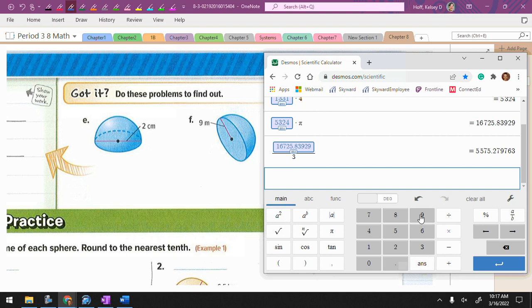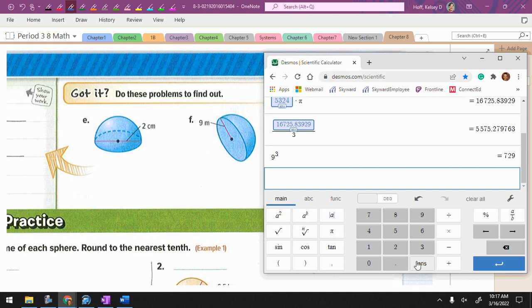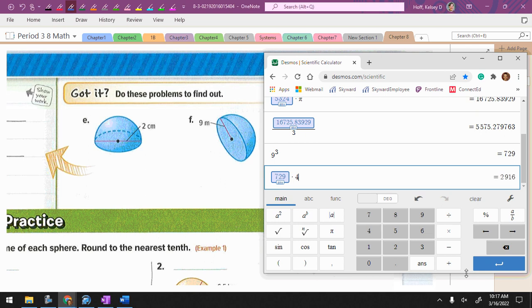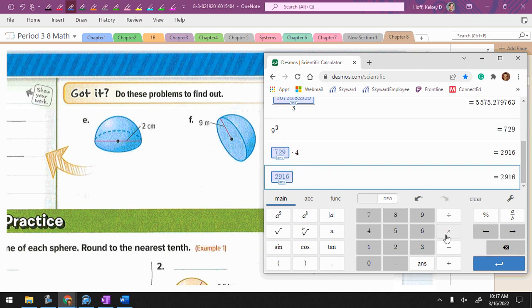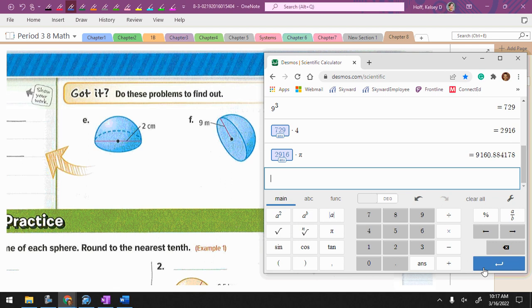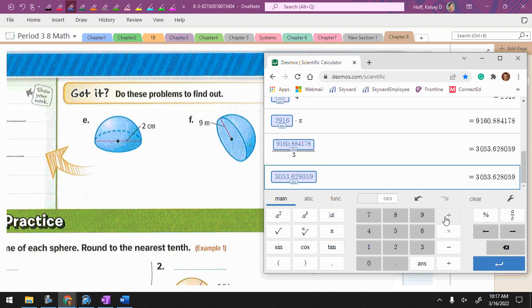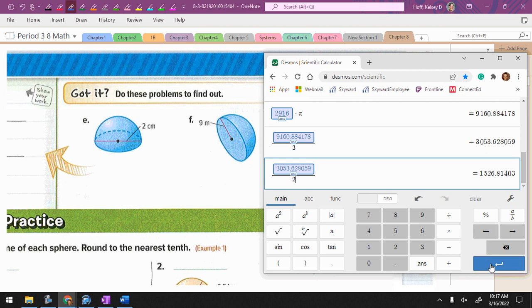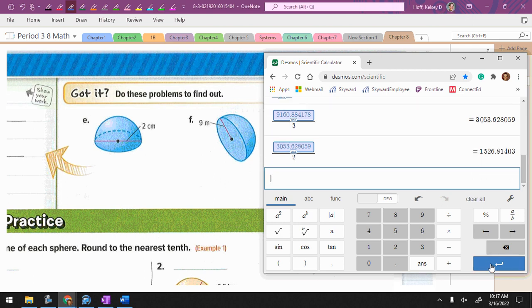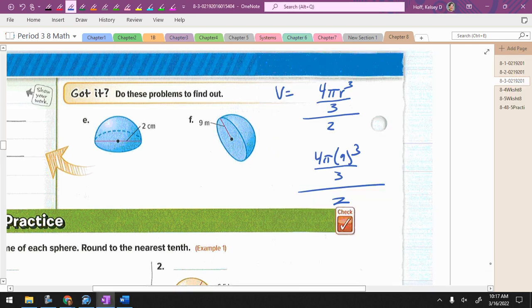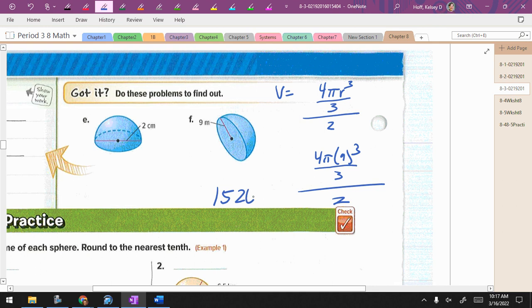All right. 9 raised to the third. Answer times 4. Answer times pi. Answer divided by 3. Answer divided by 2. I got 1,526.8. 1,526.8 meters cubed.